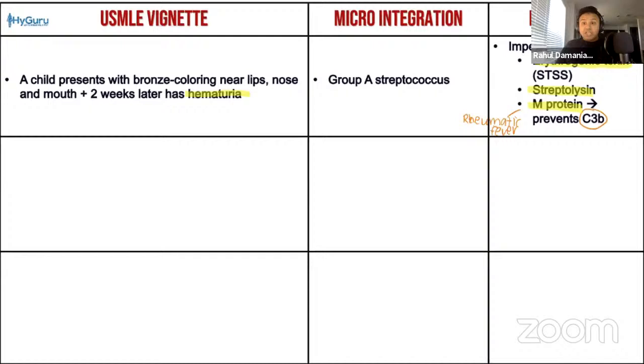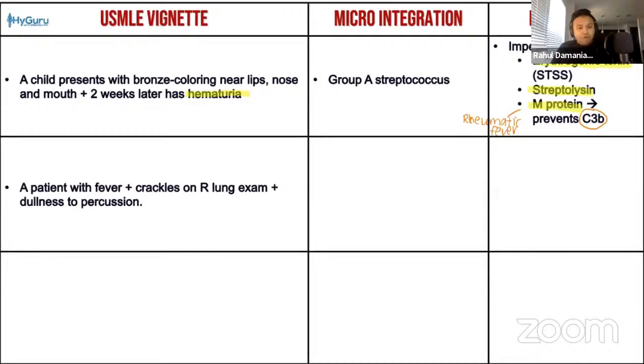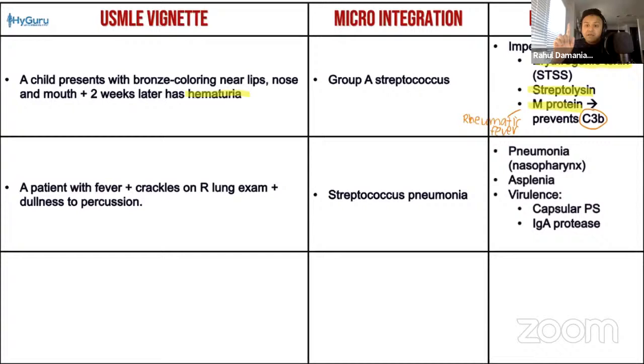How about this one? A patient presents with fever and crackles in the right lung on exam. It is dull to percussion. So again, when you think about dullness to percussion in the lungs, you're going to be thinking of a consolidation. And so this is going to be the vignette for strep pneumonia. Strep pneumonia causes community-acquired pneumonia. And what are some key virulence factors? Well, the fact that strep pneumonia has a capsular polysaccharide. And which patients are going to suffer if you are going to have a strep pneumo infection? That's going to be your sickle cell patients.